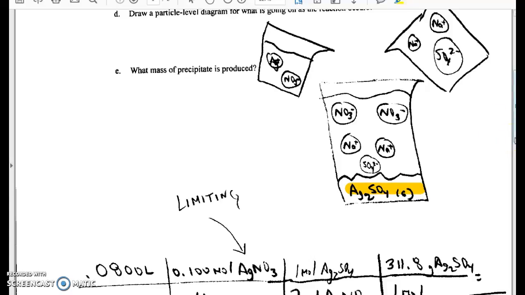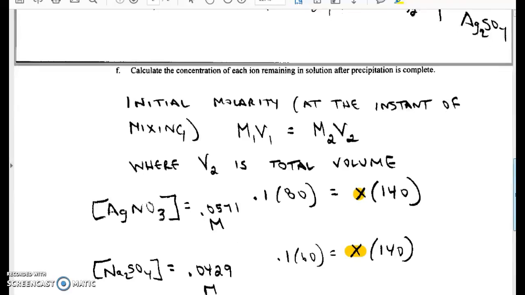So since we determined that the sodium sulfate was excess, there will still be a little bit of sulfate ion remaining after the precipitation occurs because that's the excess reactant. So that is the most challenging ion to find the concentration of.